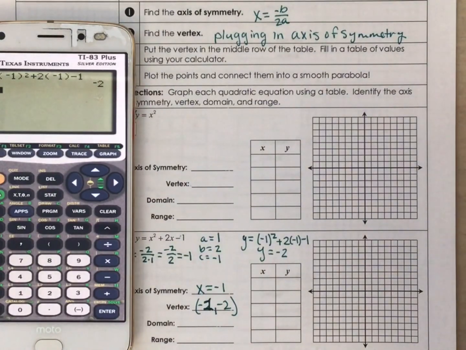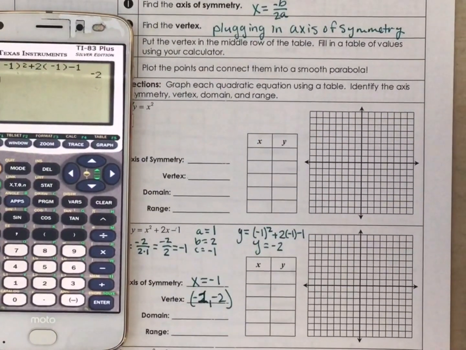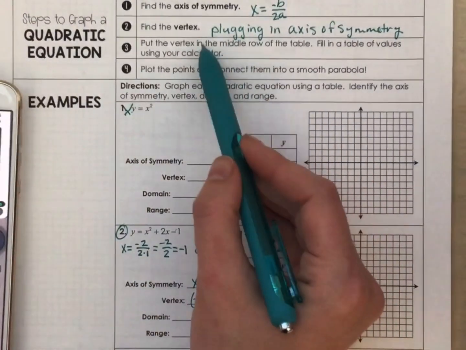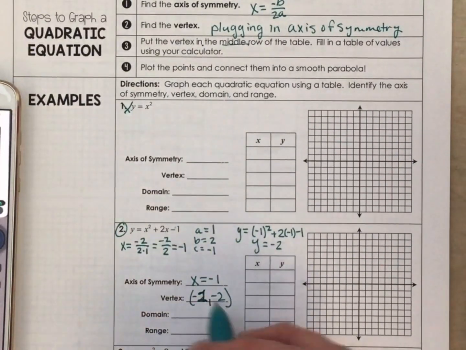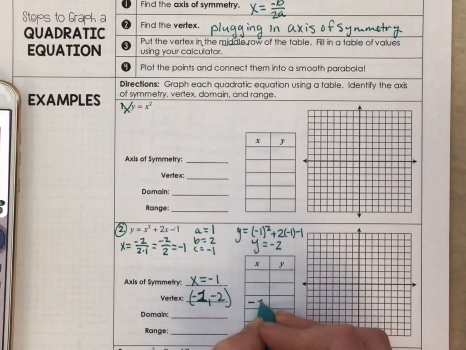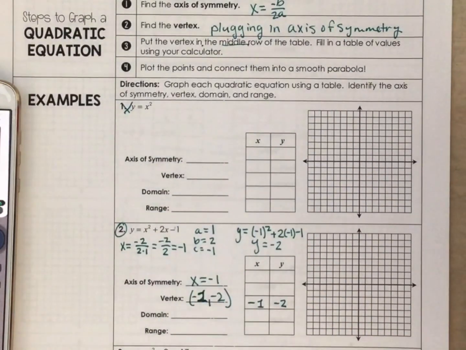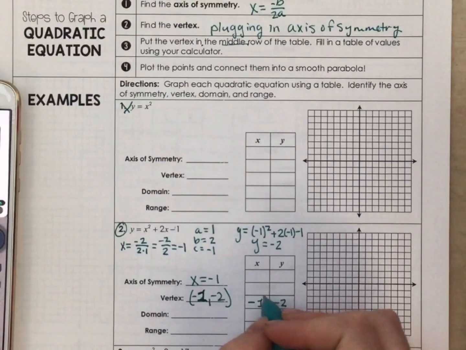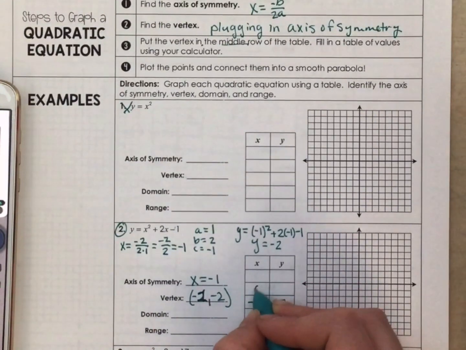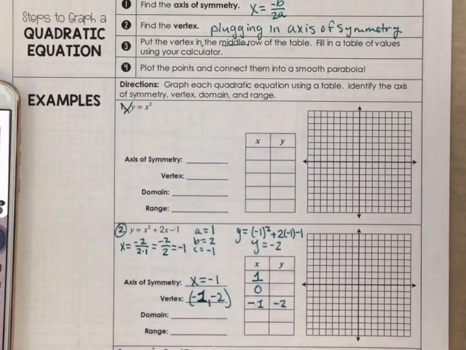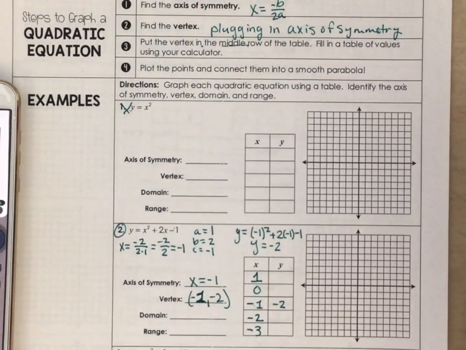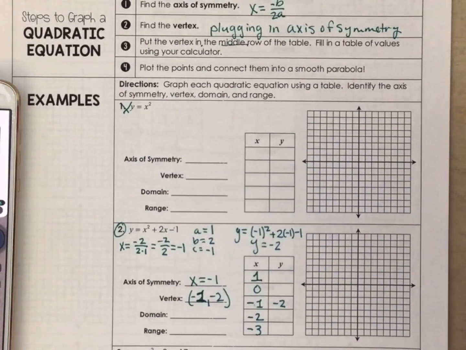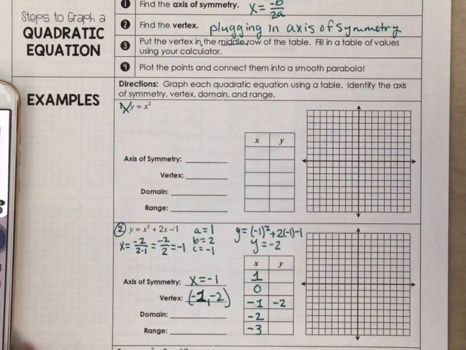So with these points, we'll want to fill that in to our table. Step 3 here says that we want to put the vertex in the middle row of the table and then fill in the table for the rest of the values. So we'll start off, negative 1 will go here in the middle, negative 1, negative 2. Now when you use a table, we'll want to fill in the other spots. Above negative 1 would be 0, and 1 more than 0 is 1. 1 less than negative 1 is negative 2. 1 less than that would be negative 3. So you're just going to go up 1 and up 2, down 1 and down 2 to get those other points. And this is kind of the easy part.